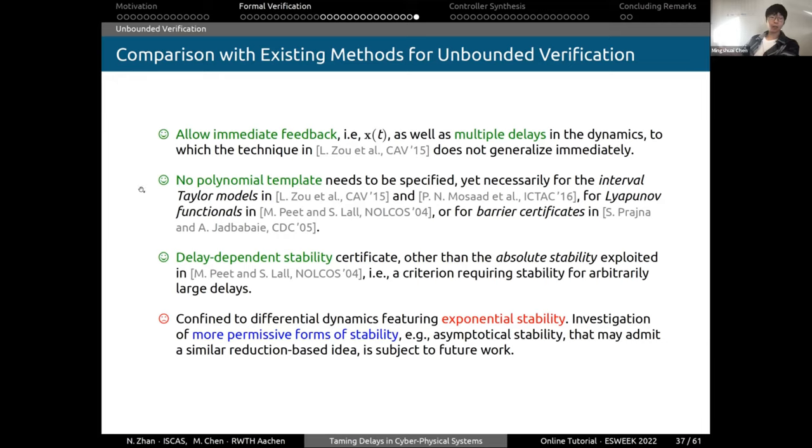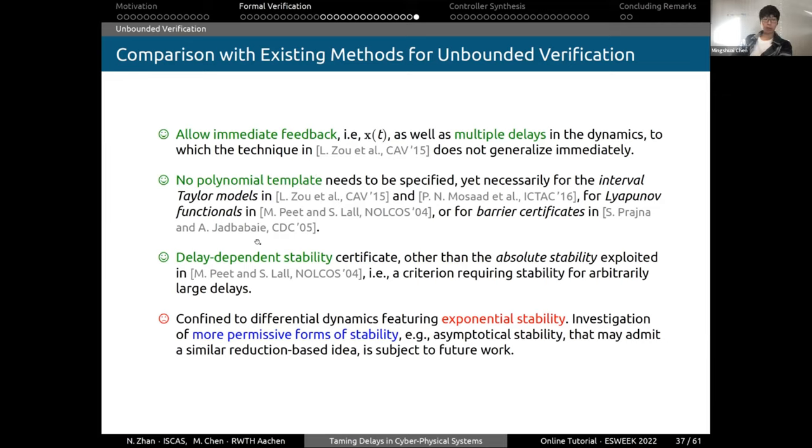And second, we don't need any form of polynomial templates for the unbounded verification. And in fact, polynomial templates are a very commonly used concept in the verification of hybrid systems. For example, people use polynomial templates to generate interval Taylor models, as you already saw, as well as templates to generate Lyapunov functions or barrier certificates in the verification of hybrid systems. However, template techniques have a common drawback, that is, you can only set a certain form of template, and then you basically miss all the other possibilities that don't adhere to this template. And in the meantime, you usually need a very large search space to search the parameters for this template.